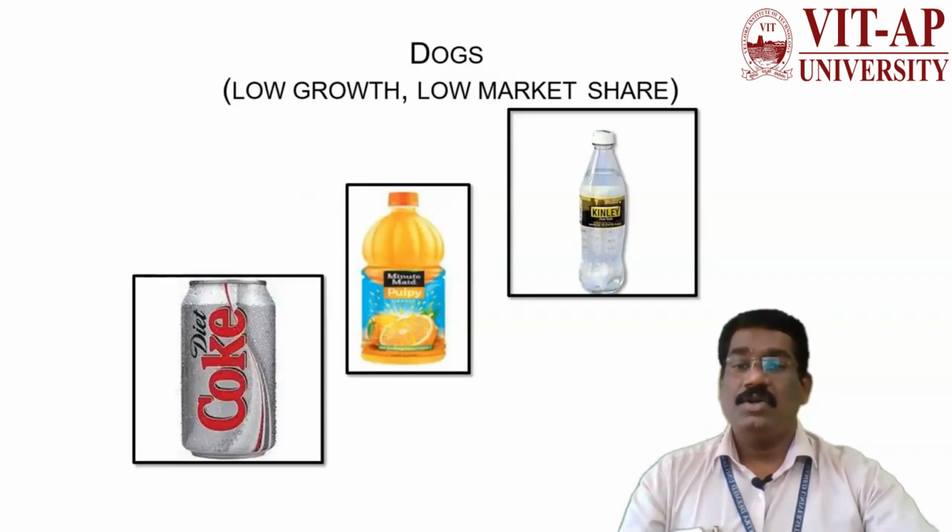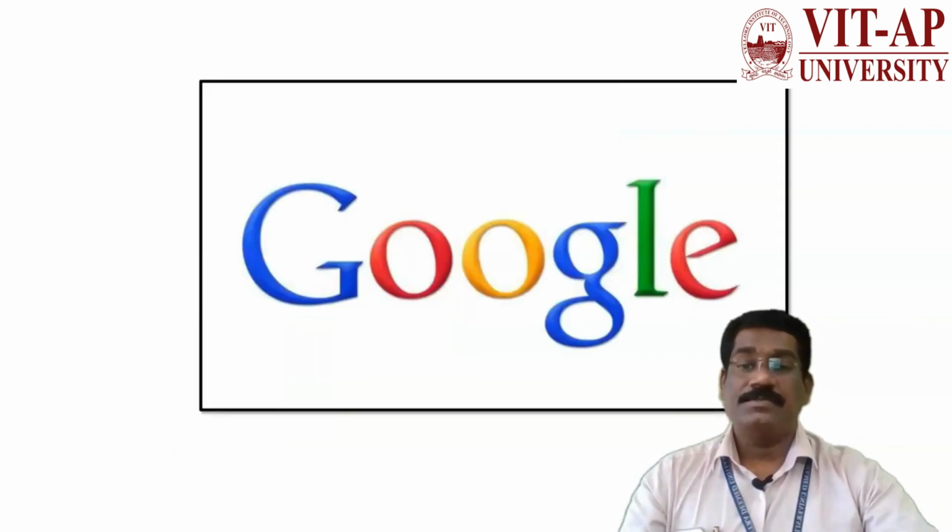Next one is about the dog. Dogs have low growth and low market share. If you look at Kinley Soda, Minute Maid Pulpy Orange or Diet Coke, these products all fall under this dog category. Coca-Cola has to either reposition them and move them towards the question mark, and from there they can move to star. Otherwise, it is a big problem for a dog. It will consume more of the resources of the company. So it is better to get away from these products.